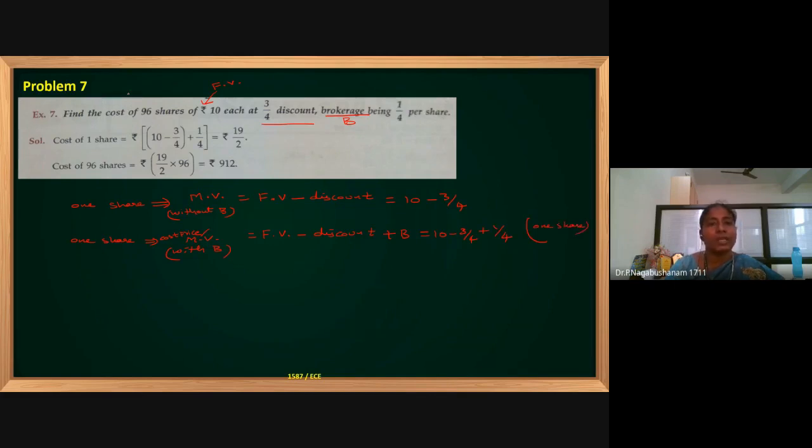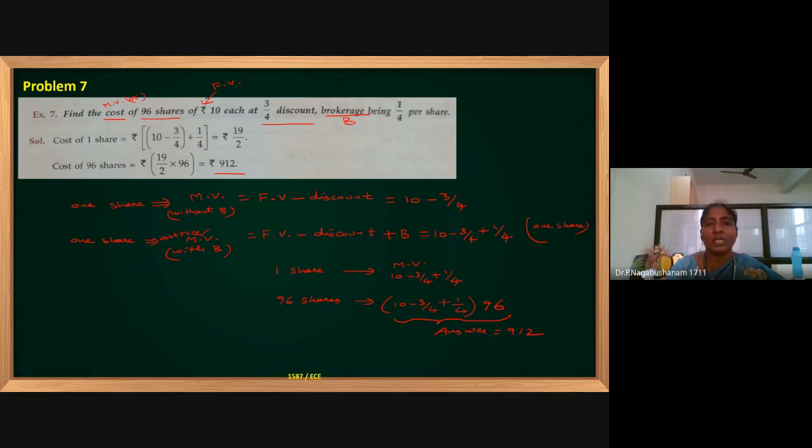What are they asking for 96 shares? What is the market value or cost price for 96 shares? For one share, the market value is 10 minus 3 by 4 plus 1 by 4. For 96 shares, it is just multiplication by 96. So for a single share this is the value, into 96 is the final answer. If you simplify, that becomes 912 rupees.